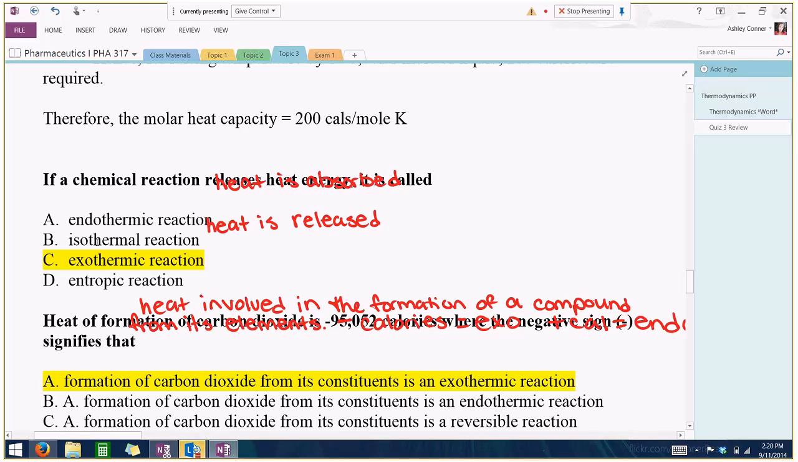The question though is, if a chemical reaction releases heat, it's called a, and the answer is exothermic. An endothermic reaction is heat absorbed. So basically, if you're doing something in a beaker, it would get cold because it's absorbing the heat. And an exothermic reaction is releasing heat, so if you were to touch the beaker, it would be hot.